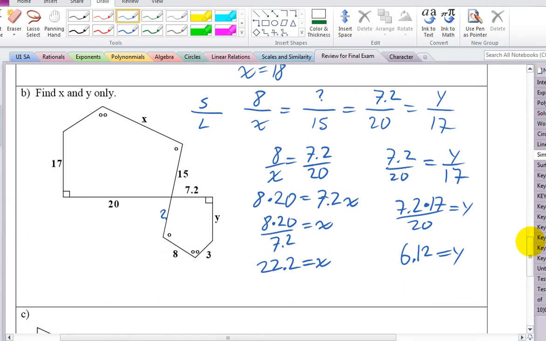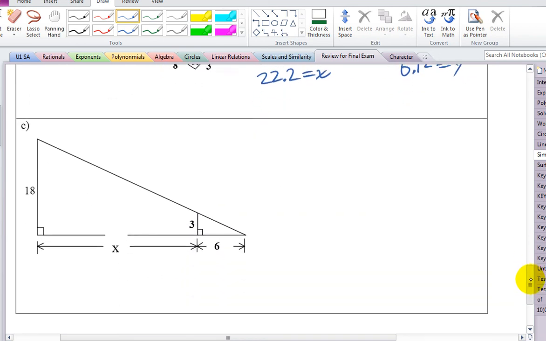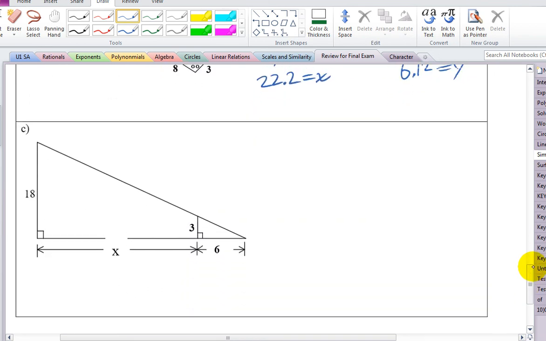Okay, x equals 22.2, y equals 6.12. Hands up if you got those. Okay, good. So these are the very simpler ones. There's not a lot of trickery going on. You just have to be careful, though, and make sure you have your fractions set up properly. Okay. Then looking at the next one, we have a little bit of trickery.